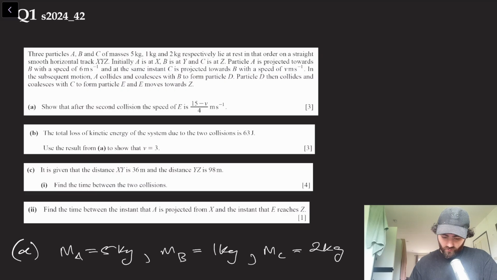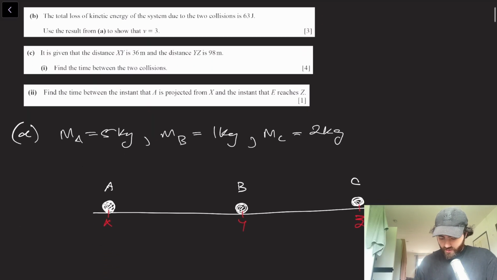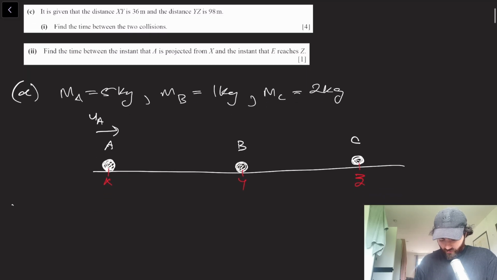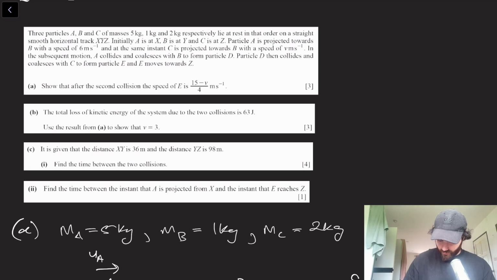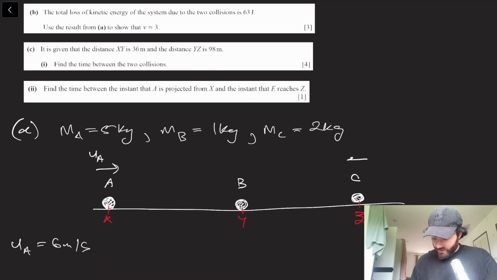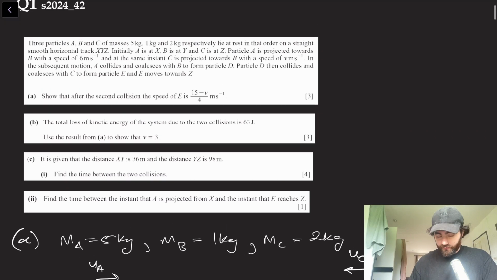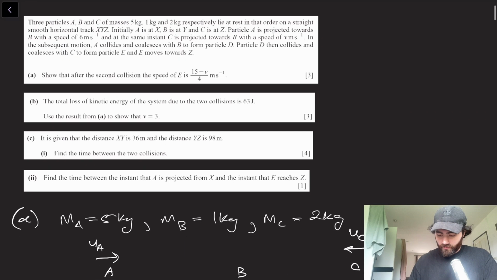All right. Particle A is projected towards B at a speed of 6 meters per second. Okay, let's write that as well. So particle A, its initial, so U of A is 6 meters per second. What else? And at the same instant, C is projected towards B at a speed of V meters per second. So at the same instant, so t equals 0, U of C will be V meters per second, but this is in the opposite direction, so it'll be minus V meters per second. I'm just going to call it minus V.